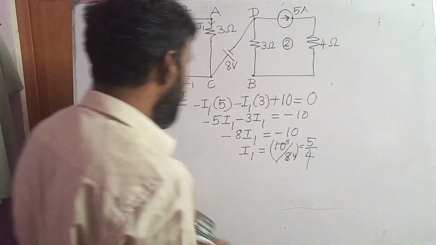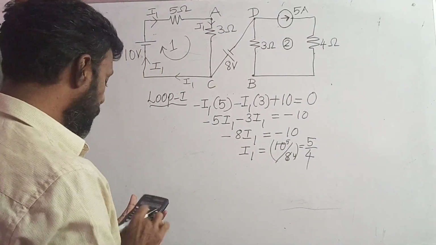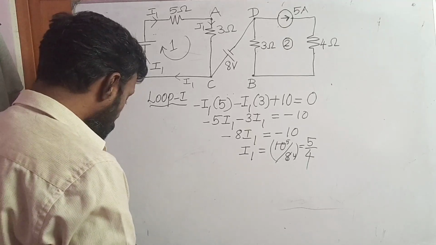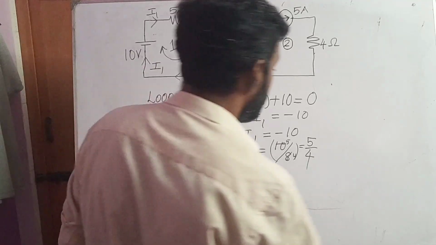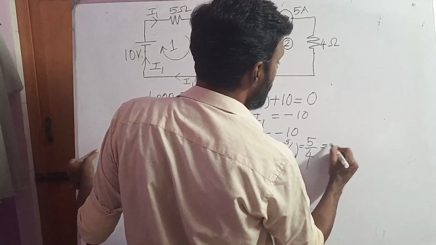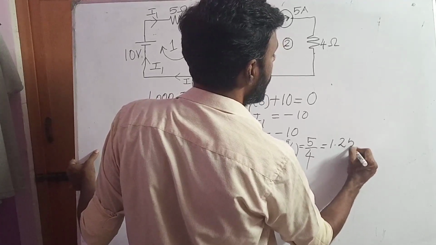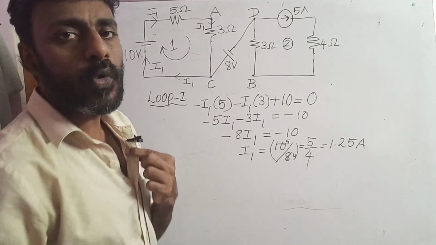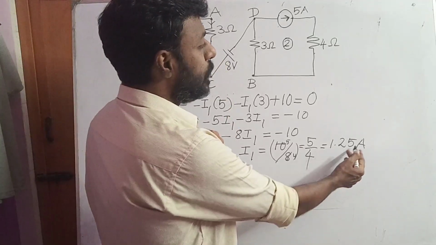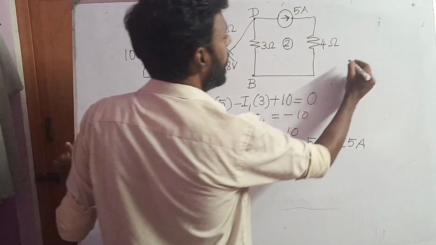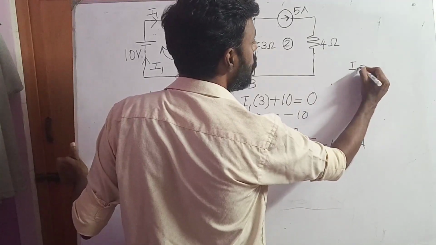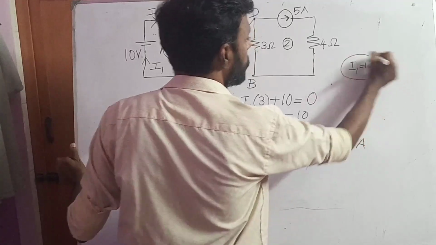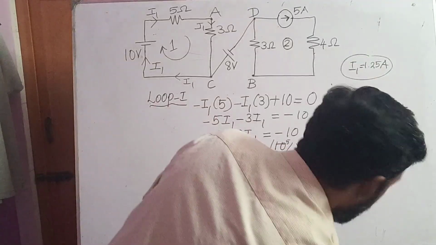When I divide 5 by 4, which is nothing but 1.25, which is 1.25 ampere. So the value of I1 which is flowing in loop number 1 is 1.25 ampere. So I am writing here as I1 equal to 1.25 amps.